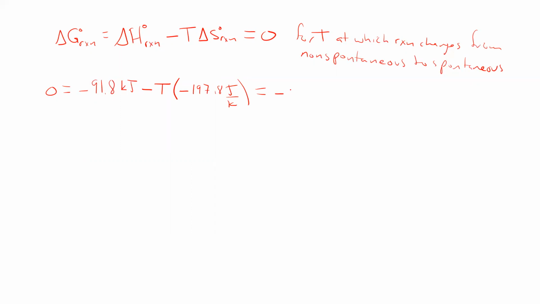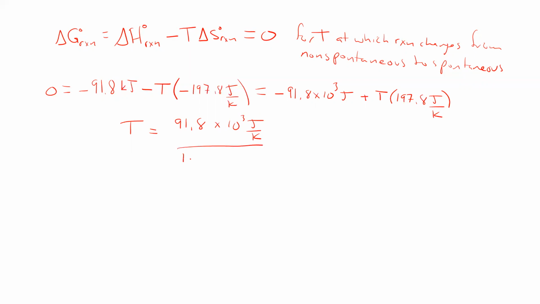So here I'm going to simplify this. I'm going to say negative 91.8 times 10 to the third joules plus T times 197.8 joules per Kelvin. I just got rid of my negative signs by multiplying them together. And so you can find T will equal 91.8 times 10 to the third joules per Kelvin divided by 197.8.